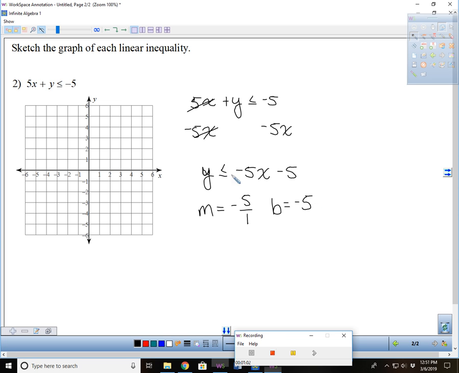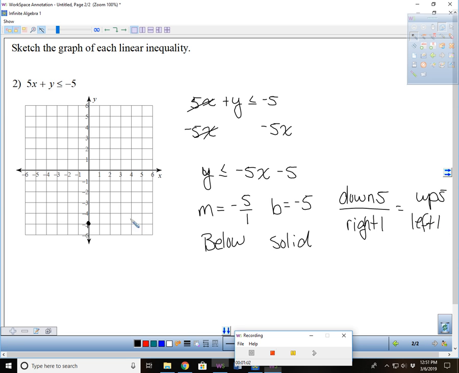Since this is y is less than, you're going to shade below. And because there's an equal to, that means your line's going to be solid. So I'm going to start at negative 5. All right, and this is where I think some of you will get tripped up. This is negative 5 over 1, which means you're going to go down 5, right 1, because we always run right, correct? So you can't go down 5. So instead of going down 5 and right 1, you're going to go up 5, left 1. So just change both of them. So up 5, left 1.